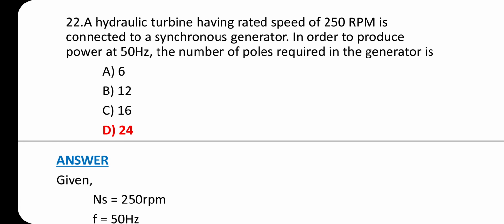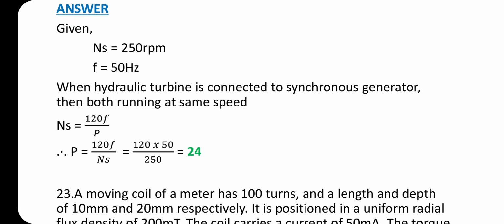A hydraulic turbine having rated speed of 250 rpm is connected to a synchronous generator in order to produce power at 50 Hz. The number of poles required in the generator is: answer is option D, 24. Given Ns is 250 rpm, f is 50 Hz. When the hydraulic turbine is connected to a synchronous generator, both run at the same speed, Ns equal to 120 f by P. Therefore, P equal to 120 f by Ns. Substituting the values of f and Ns, we get the number of poles as 24.